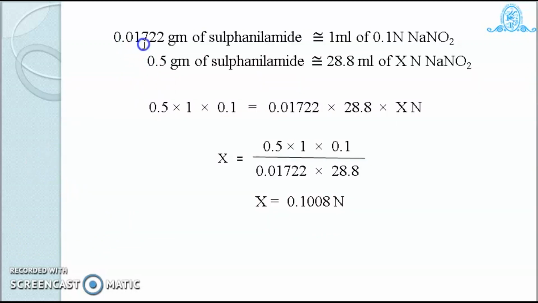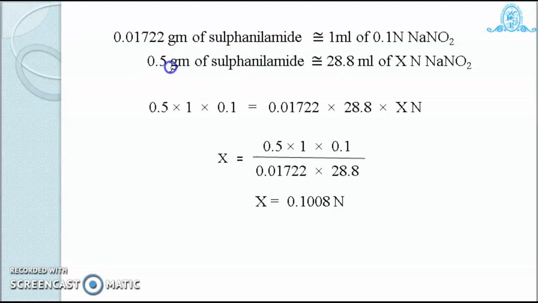So 0.01722 gram of sulfanilamide is equivalent to 1 ml of 0.1 normal sodium nitrite. Now students, we have to find out the normality of the sodium nitrite solution we have prepared. So the same 0.5 gram of sulfanilamide taken for the titration is equivalent to 28.8 ml of X normal sodium nitrite. We have to find the value of X just by cross multiplication.